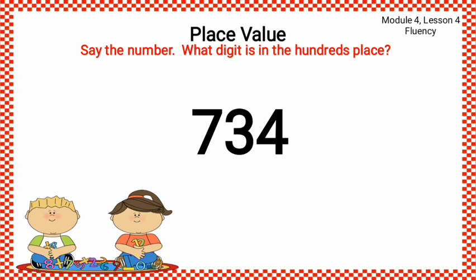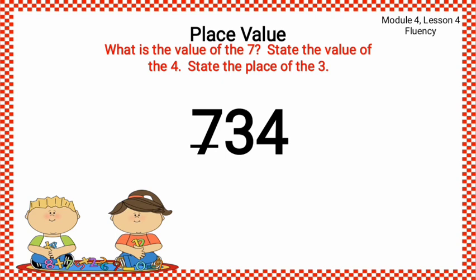What digit is in the hundreds place? Do you have your answer? Oh, good. 7. 7 is in the hundreds place. And the place value of 4 is what? 4 ones. And what's the place of 3? 30. So we have 700, 3 tens, and 4 ones, which is 734.